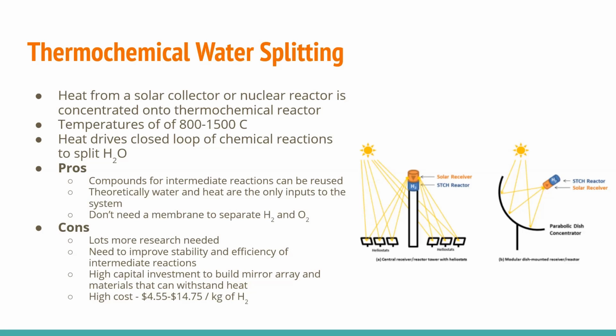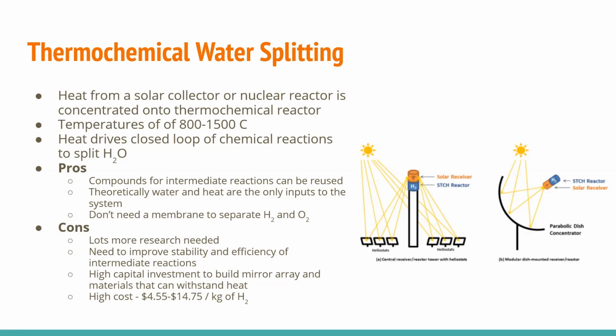Ideally, this is a closed loop reaction. So even though there are intermediate steps, all those steps end up being reversed as well. So the only thing that goes in is heat and water, and the only thing that comes out is oxygen and hydrogen. The ones in the middle should be able to just be reused indefinitely. Pros to this are, as I said, the intermediate compounds can be reused, so it's very passive. Heat and water are the only inputs, and you don't need any sort of carefully designed membrane to separate the components. Cons are that it's still very much in development.